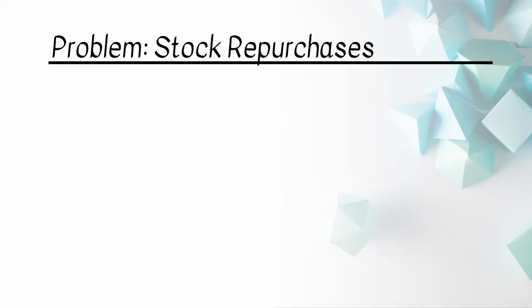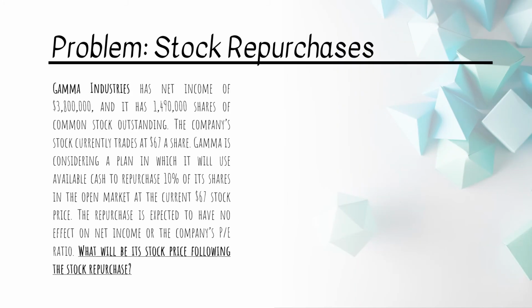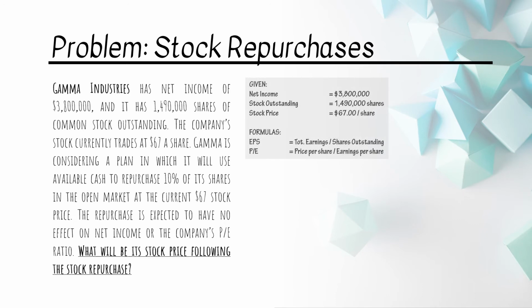Now let's try some problems. Please pause the video to read. So the problem is to determine Gamma Industries' stock price after the repurchase. The given data are the following. First, we find EPS and PE ratio before the repurchase. For EPS, it's 3.8 million over 1.49 million, which results in $2.55 per share, while for PE ratio, it's 67 over 2.55 or 26.2745.